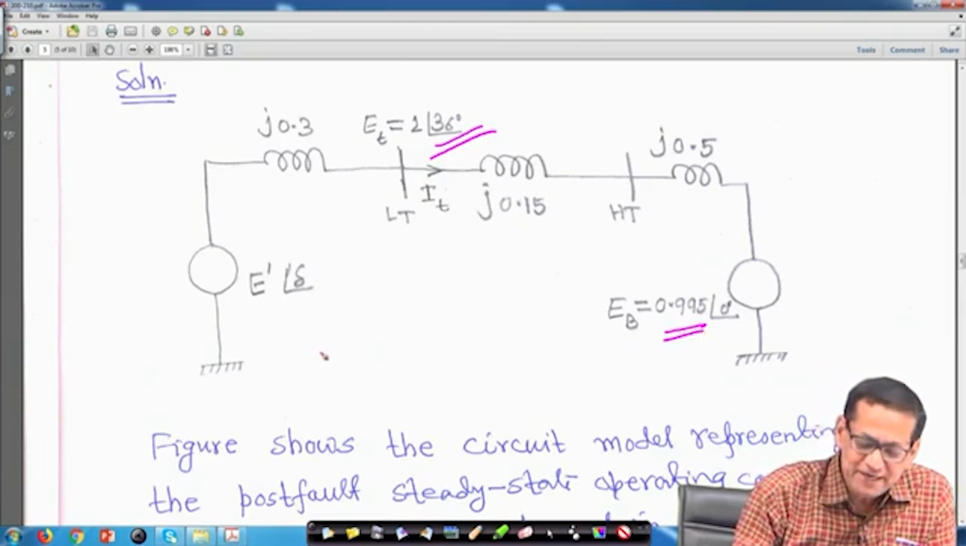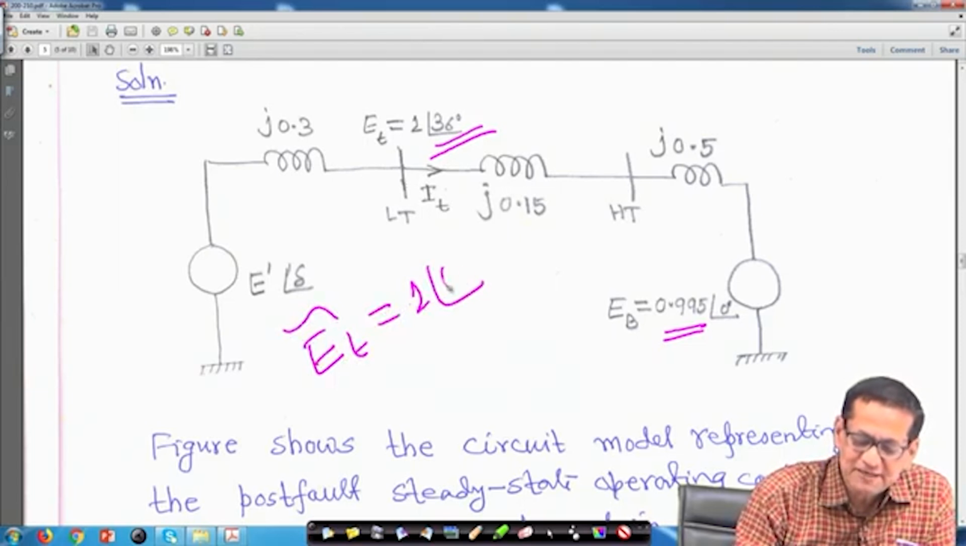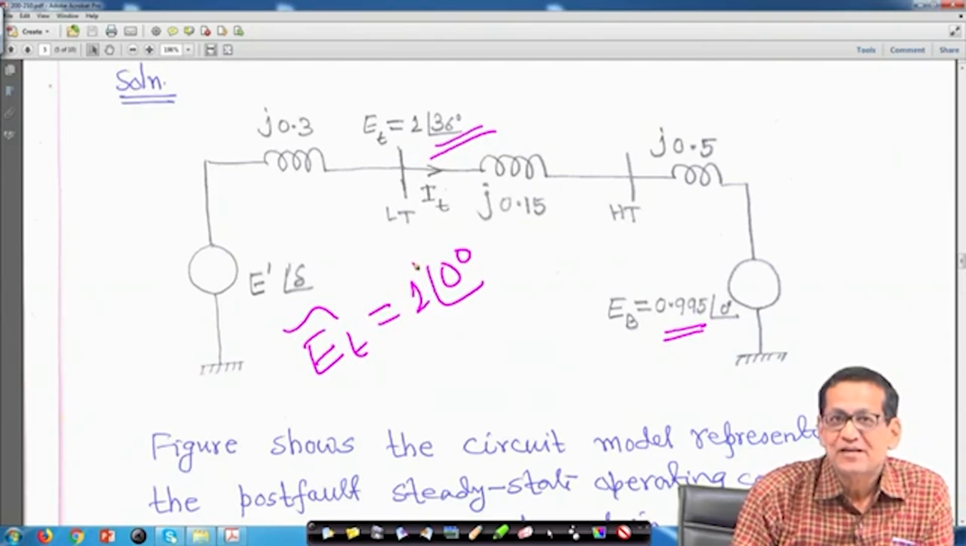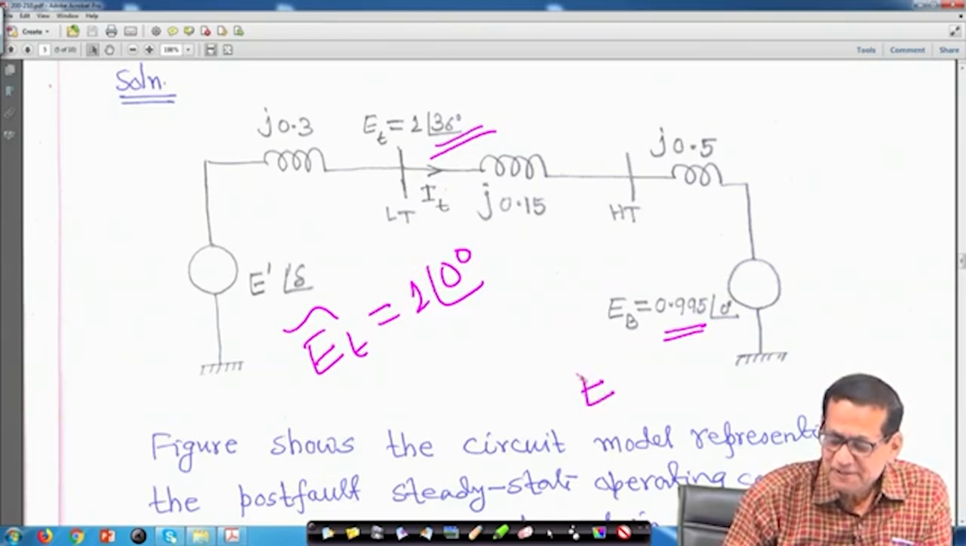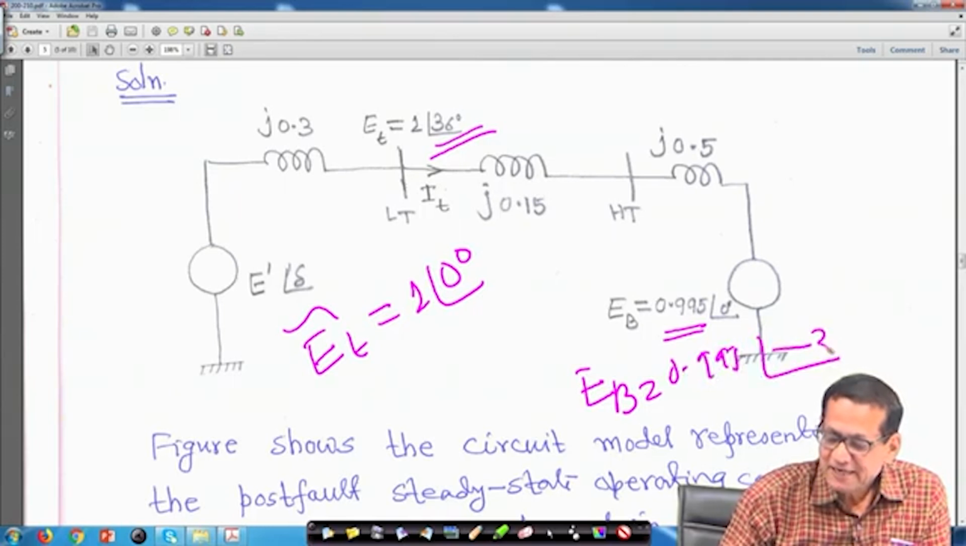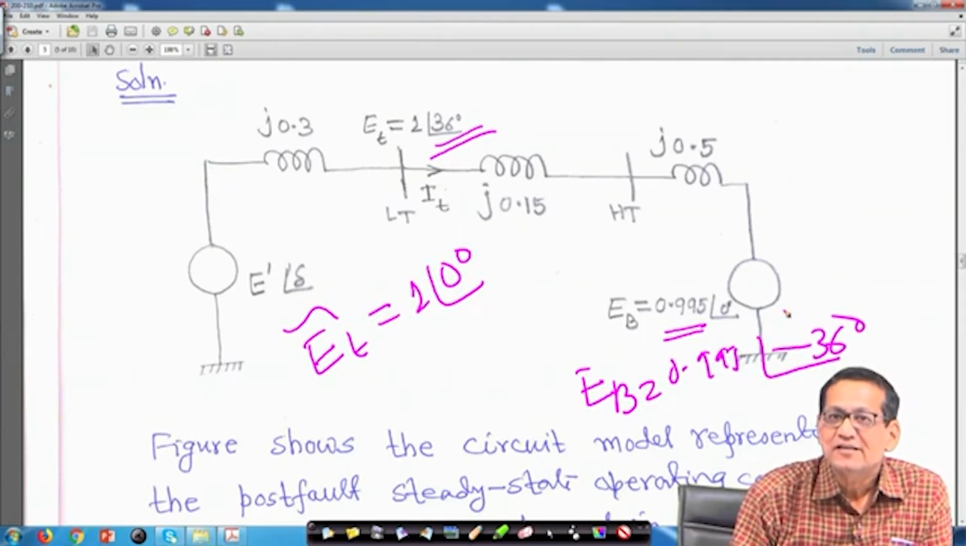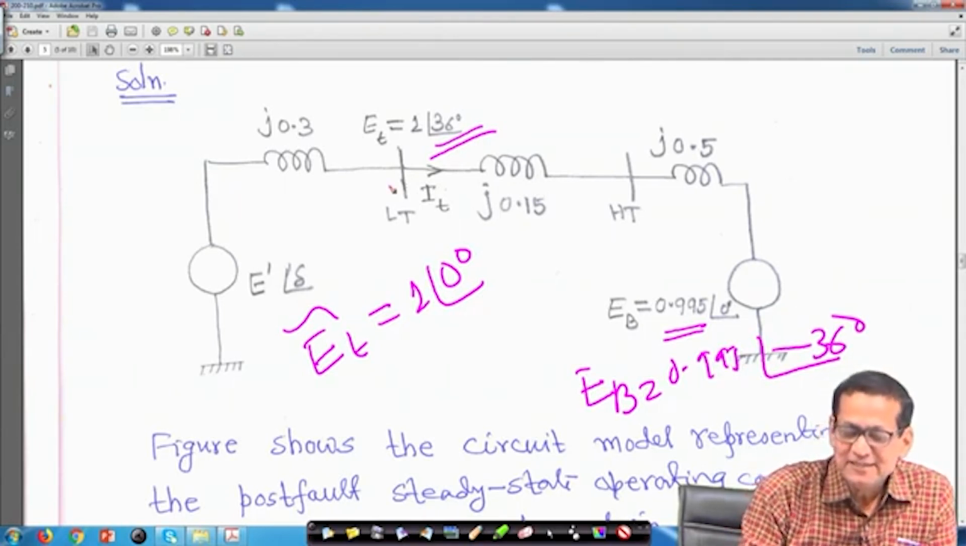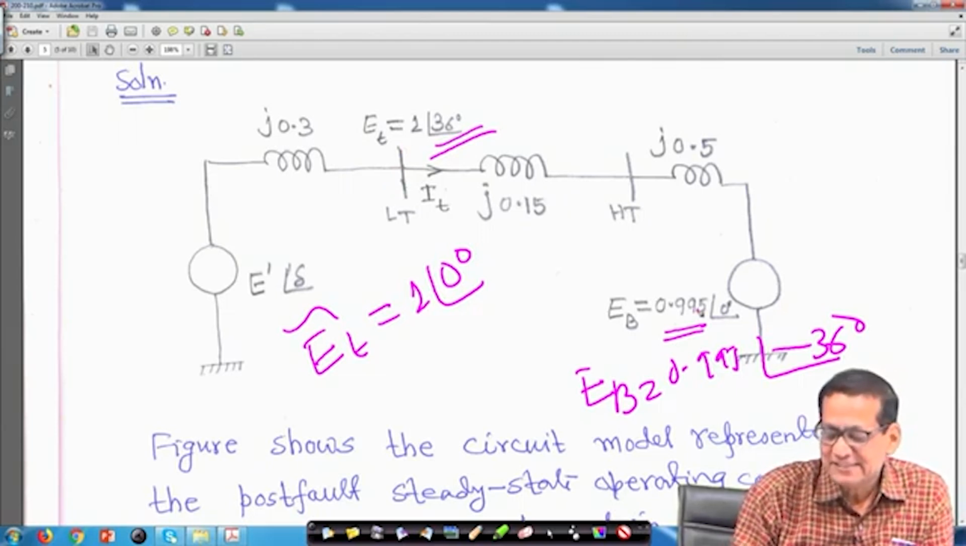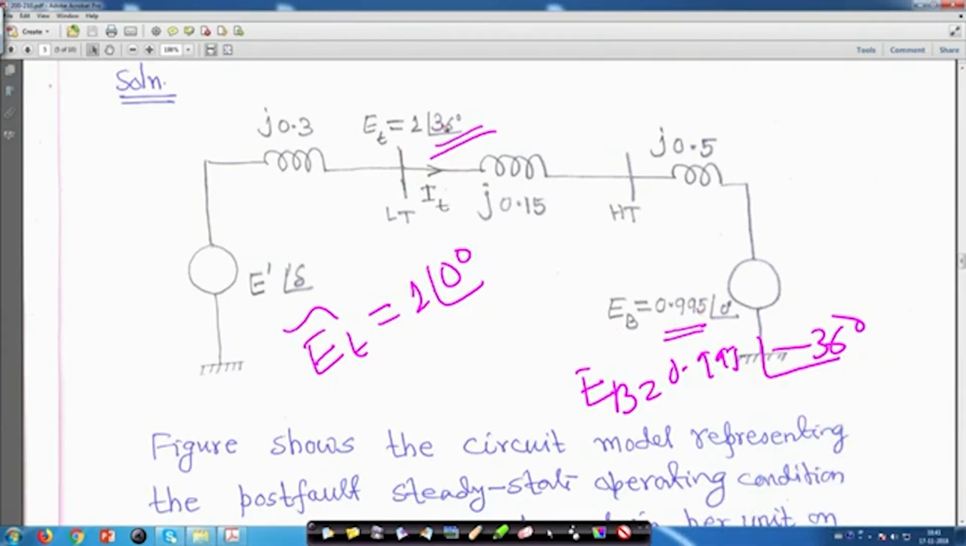Now, if you take my E t as a reference, say 1 angle 0 degree, then this E b will be 0.995 angle minus 36 degree, because ultimately either E t is leading E b by 36 degree or E b lags E t by 36 degree. The meaning is the same. If I take E t as 1 angle 0, then it will be minus 36 degree.